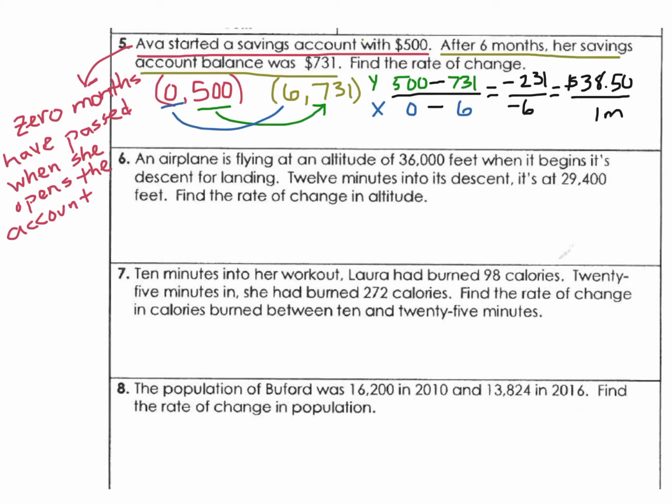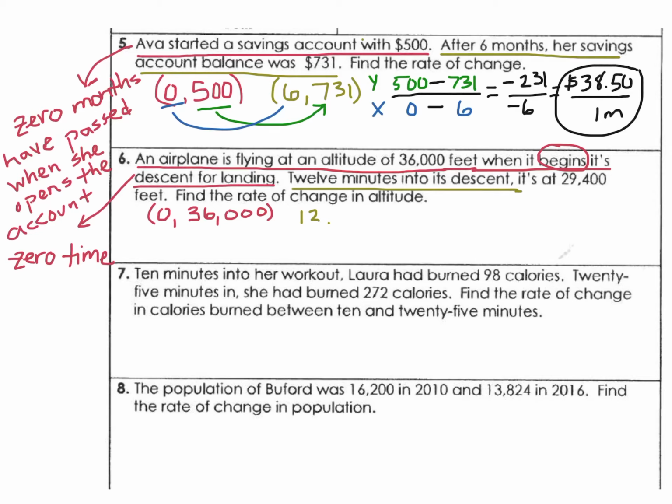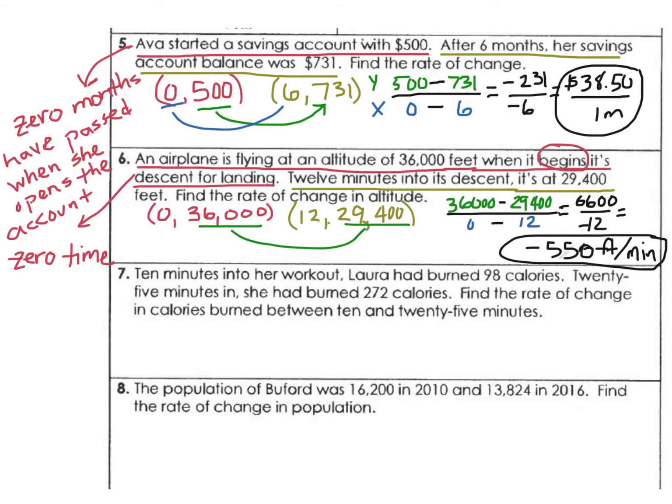My second sentence now, 12 minutes into its descent, so that's my time. The plane is at 29,400 feet. Alrighty. And so now I'm going to find the rate of change. My y values and my x values. Go ahead and set that up. All right, and so my final answer for number 6 was negative 550 feet per minute. And because it's negative, it does make sense that it's negative because the plane is descending, meaning it's coming down out of the air. So the direction it's coming is down. So it should be a negative number.